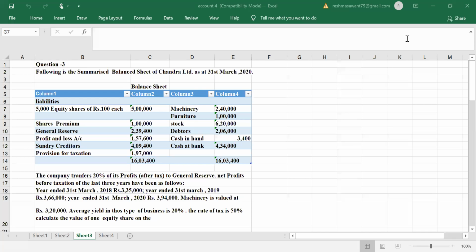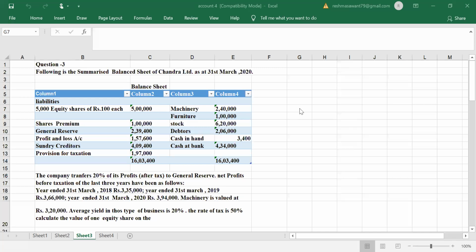Balance sheet given. Liabilities: 5,000 equity shares of 100 each, rupees 5 lakh; share premium 1 lakh; general reserve 2 lakh 39,400; profit and loss account 1 lakh 57,600; sundry creditors 4 lakh 9,400; and provision for taxation 1 lakh 97,000. Assets: machinery 2 lakh 40,000, furniture 1 lakh, stock 6 lakh 20,000, debtors 2 lakh 6,000, cash in hand 3 lakh 4,000, and cash at bank 4 lakh 34,000.